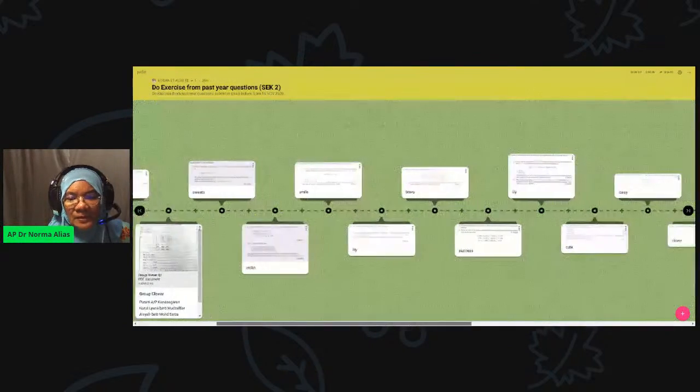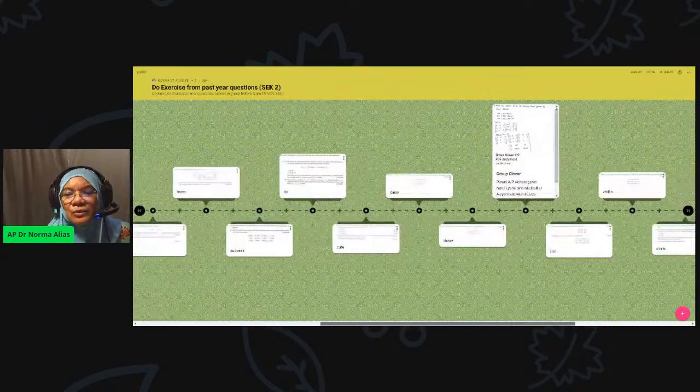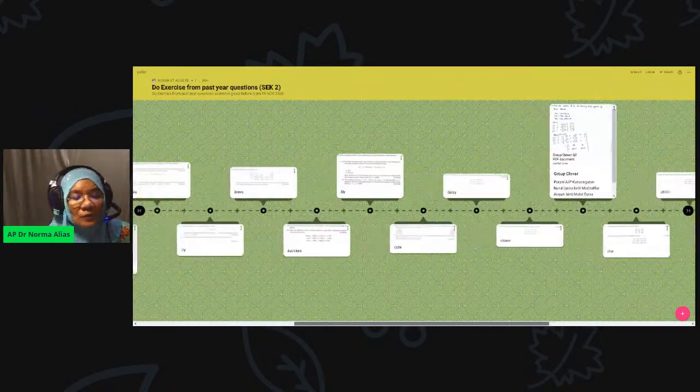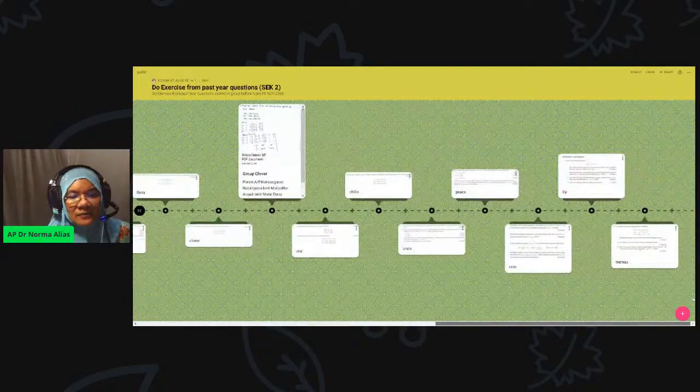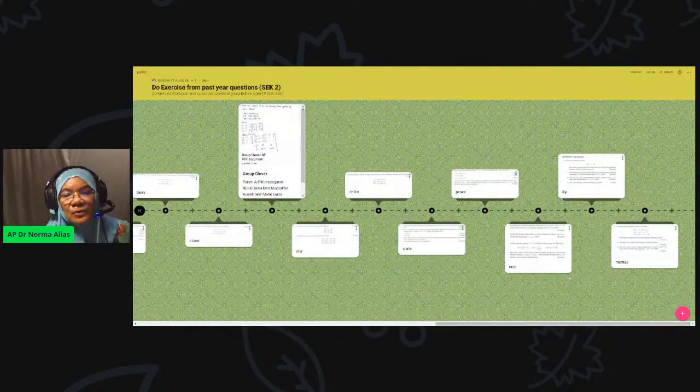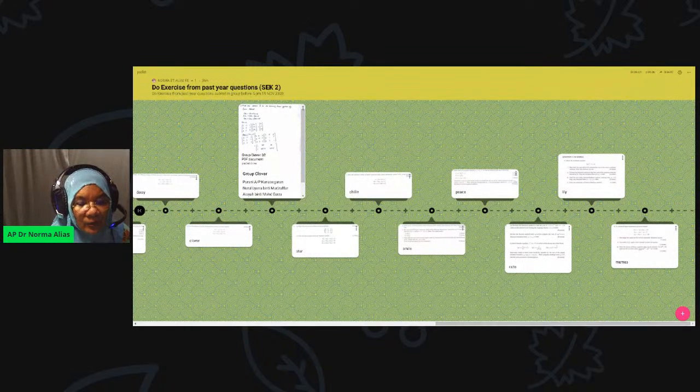I'm very happy because this one, congratulations group Clover. This one also group Clover, and then the rest I'm waiting for the result from you. I hope most of you can see this is an example for test one, an example for test one that I got from the past year question.